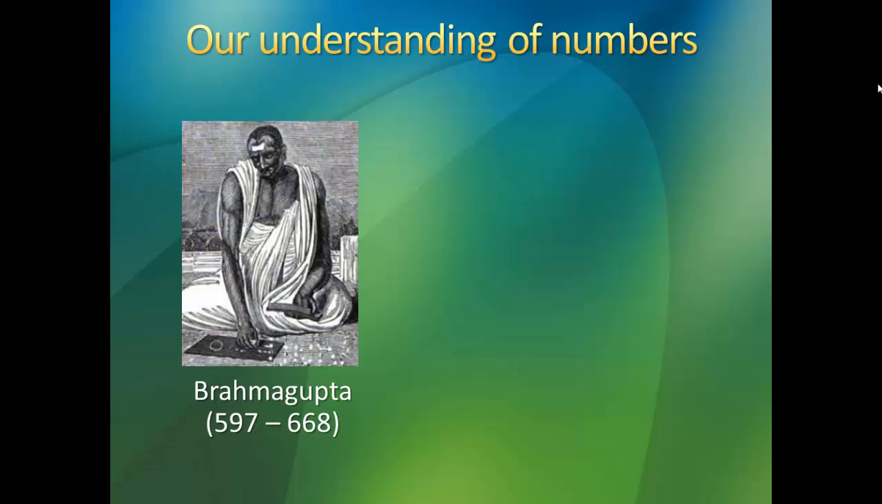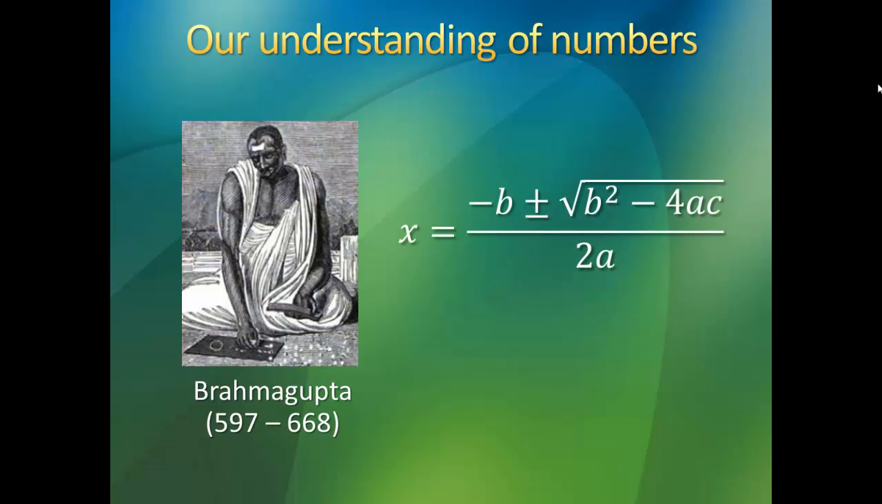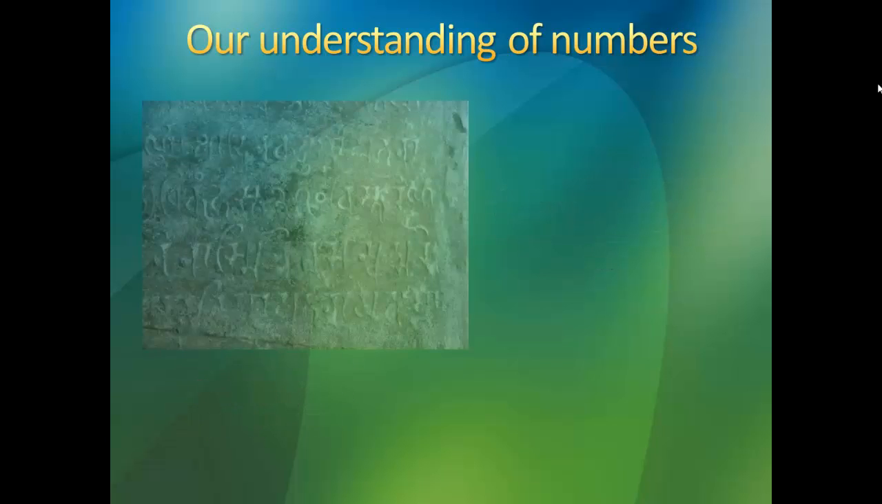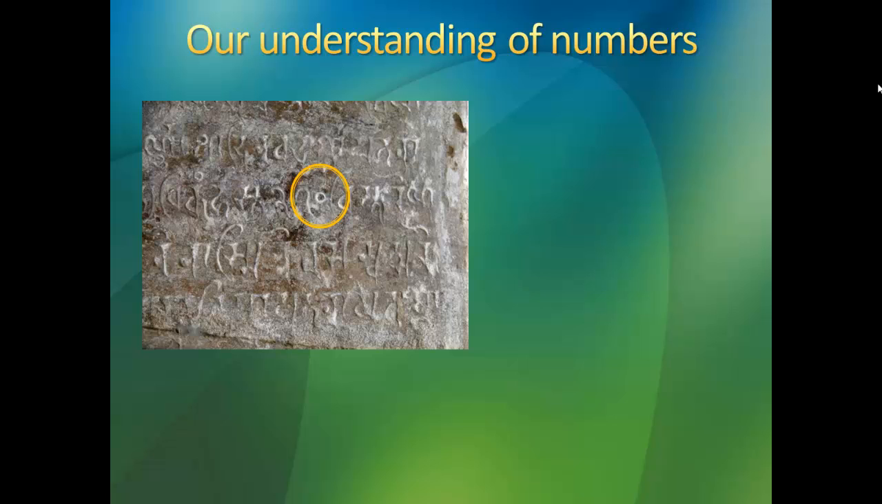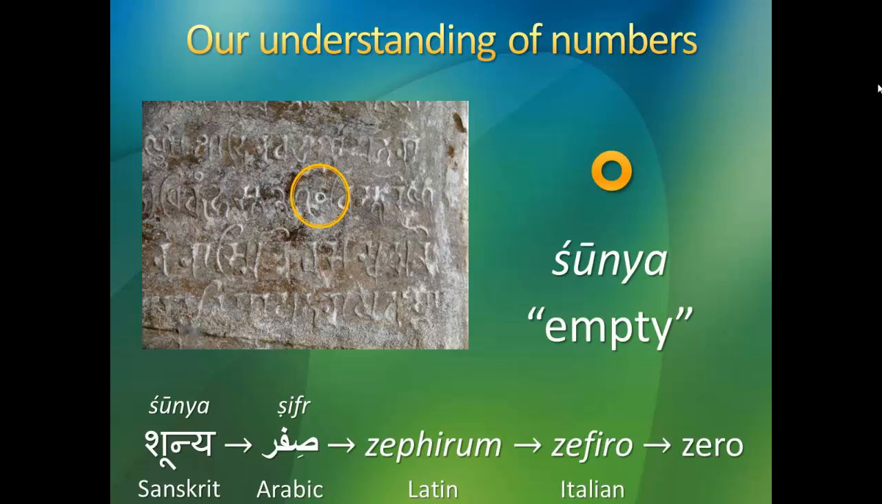The Indian mathematician Brahmagupta even used negative numbers to derive the quadratic formula. By the way, the Indians were also the first culture to understand zero as a number. The word zero even comes from a translation of the Sanskrit word shunya, meaning empty.